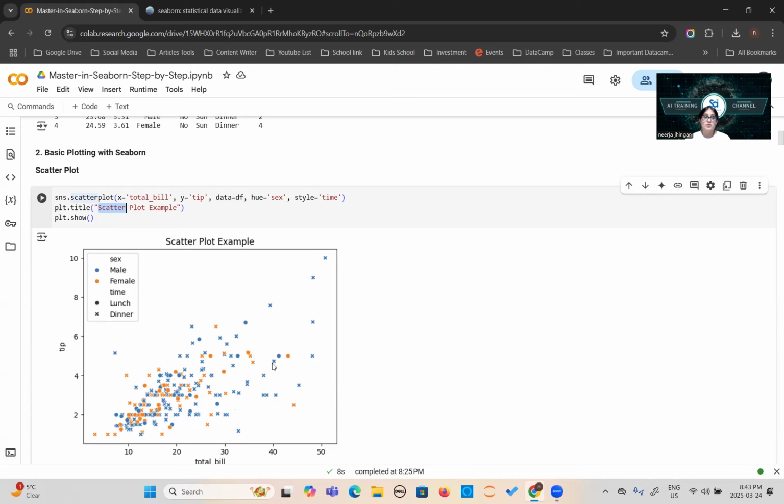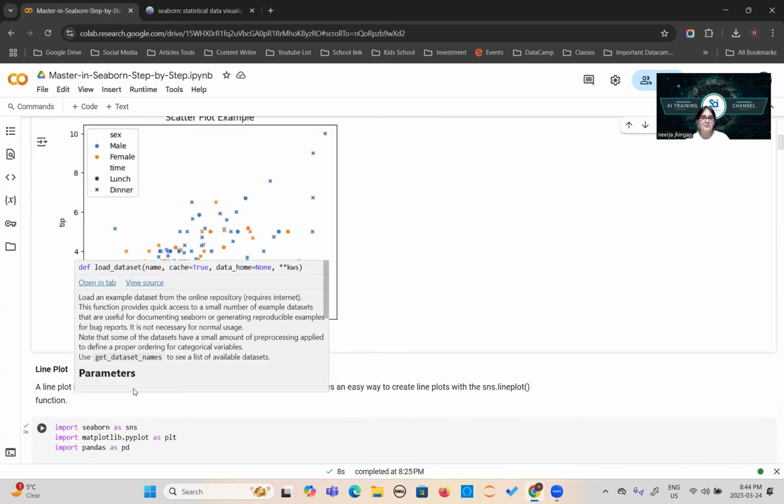Okay, so one cross is for dinner, for male and female, and your dot points are for lunch, male and female. Okay, and it is also categorized by color too. So I have used the style here because I added this legend using this parameter, and style equals time is adding lunch or dinner in this. So it is easy for you to interpret the graph.